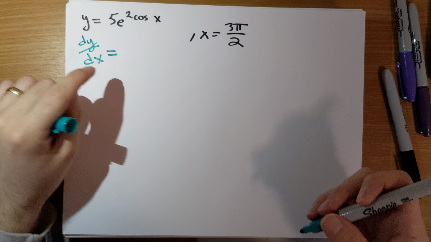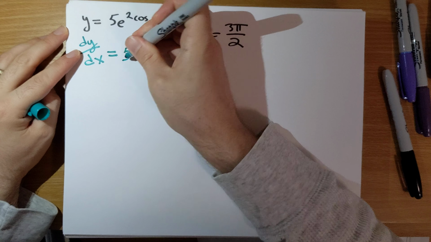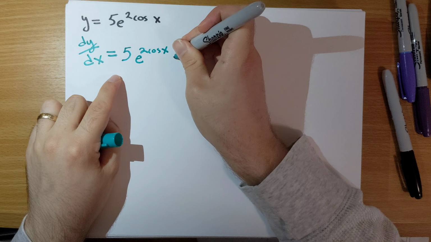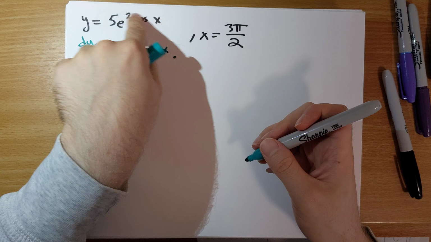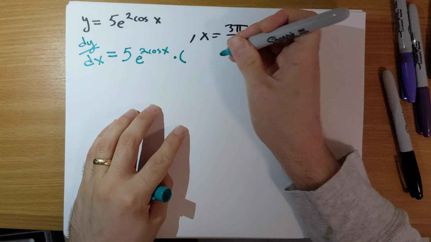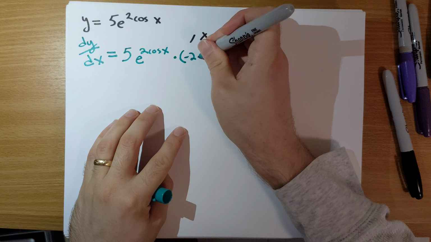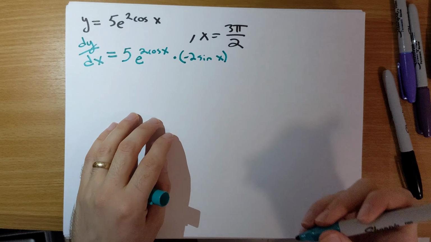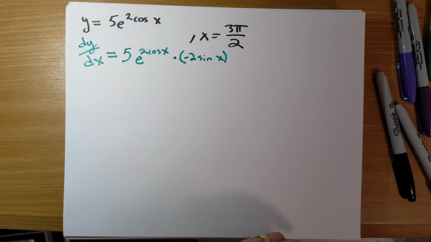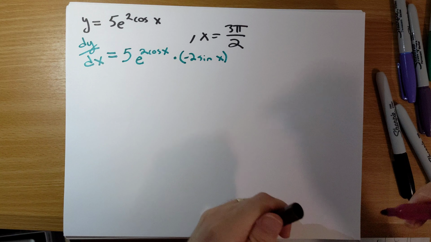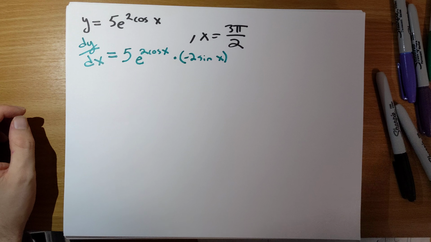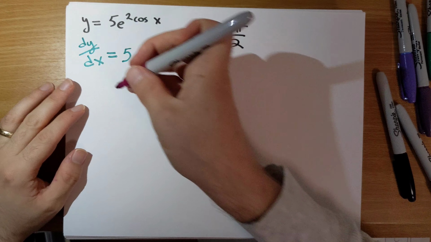So dy dx is going to be 5 times e to the 2 cosine x times the derivative of what's up here. What's the derivative of the exponent? The derivative of 2 cosine x is negative 2 sine x. Okay, so we've got y, we've got dy dx. We need to evaluate both y and dy dx at the appropriate value of x here.